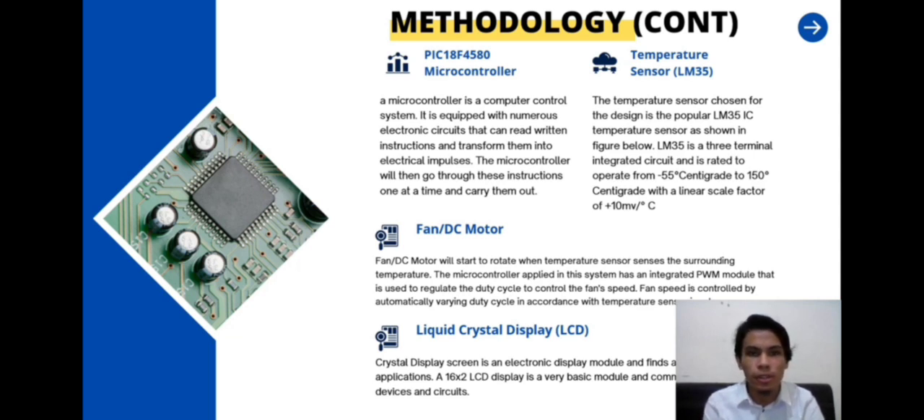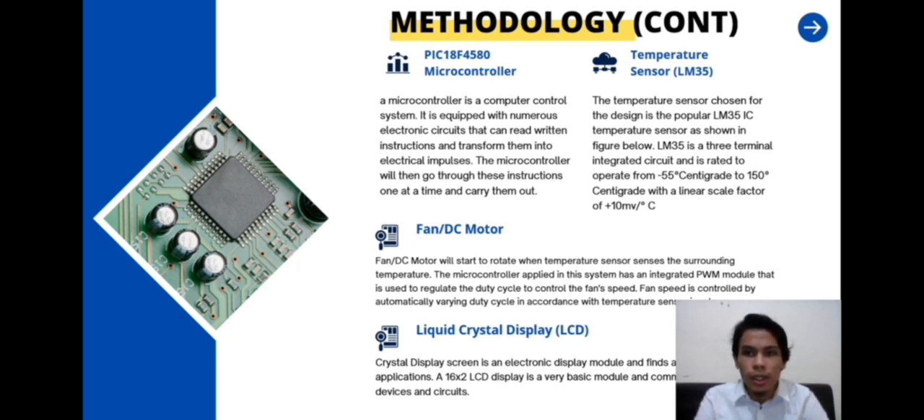So the first one is we use the PIC18 microcontroller. Basically, we know the microcontroller is a computer control system that is equipped with numerous electronic circuits and that can read a written instruction and transform them into electrical impulses. The microcontroller will go through these instructions one at a time and carry them out.